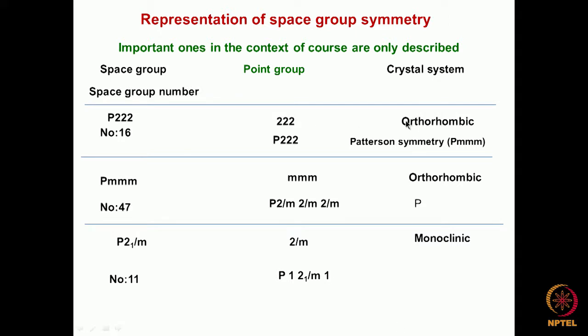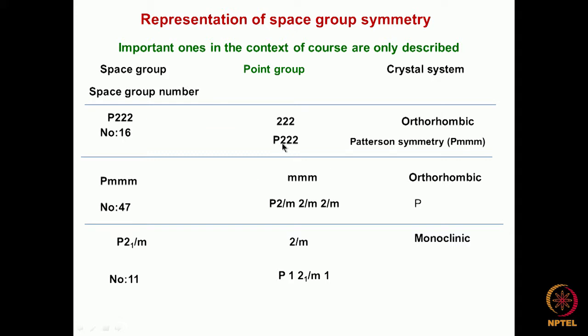Okay. So each page is an orthorhombic structure, and this shows the point group symmetry which is associated with that lattice. Okay. And this is the space group symbol. When we put the space group symbol, whether it is primitive or body centered, this symbol will change. P, if it is body centered, it will be I222. If it is face centered, it will be F222. Like that it will come, correct?